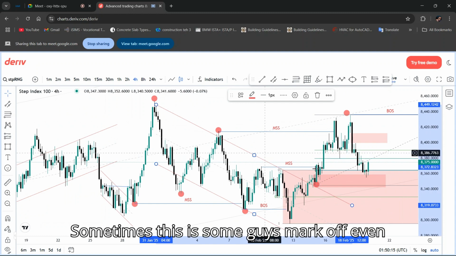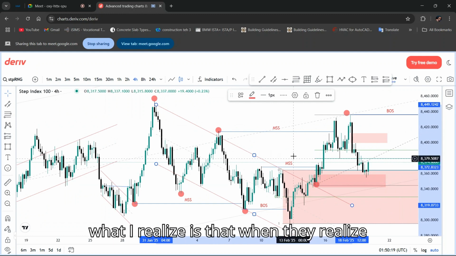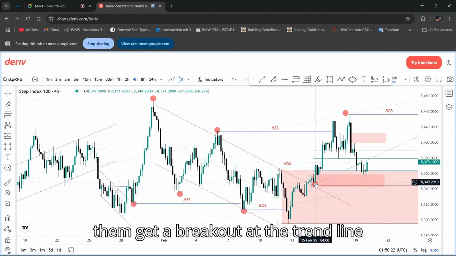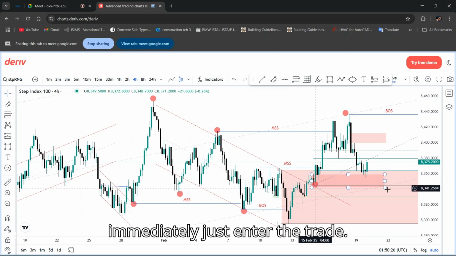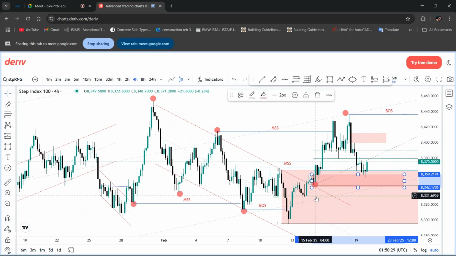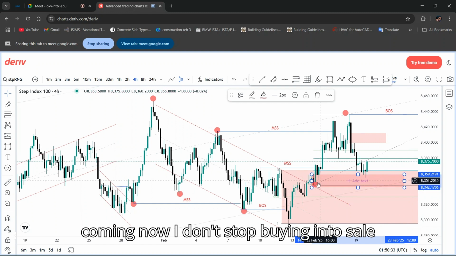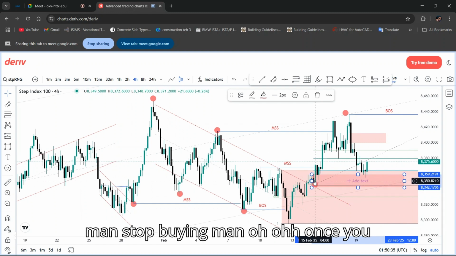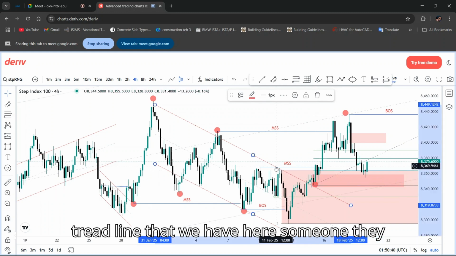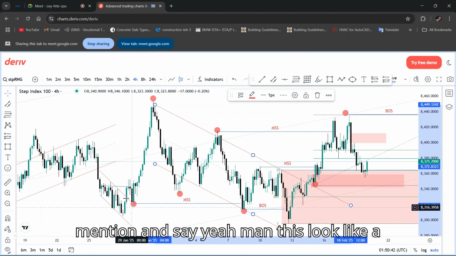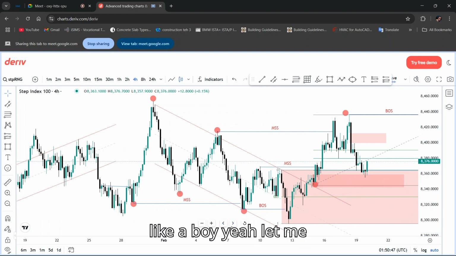Sometimes some guys mark off even these trend lines here. And what I realize is that when they get a breakout of the trend line and it forms this sell candle, they immediately just enter the trade, because they already know what is coming. Start sell, now they start buy. Not enter for sell. Once it breaks out of this red trend line that we have here, they enter and say, yeah, this looks like a buy.